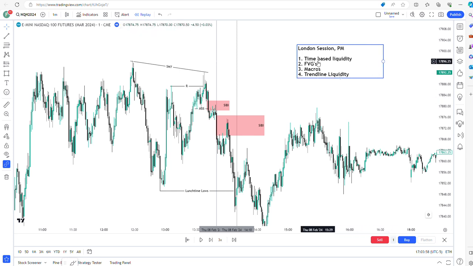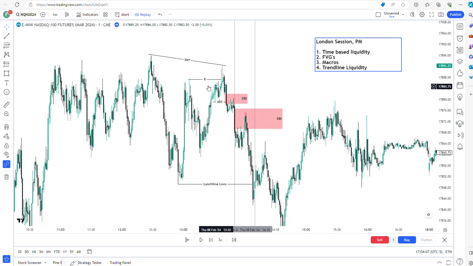Now, if time-based liquidity gets taken and then there's a shift and there's a return and I'm in a key time frame in a macro, then I'm great. I'm good to go. If I'm in a macro and we've just raided liquidity and there's trendline liquidity to target, I'm good to go. So my biases come from identifying key points in the market that the market might run to. Time-based liquidity, for example, lunchtime lows, that's time-based liquidity, 12 to 1, right?